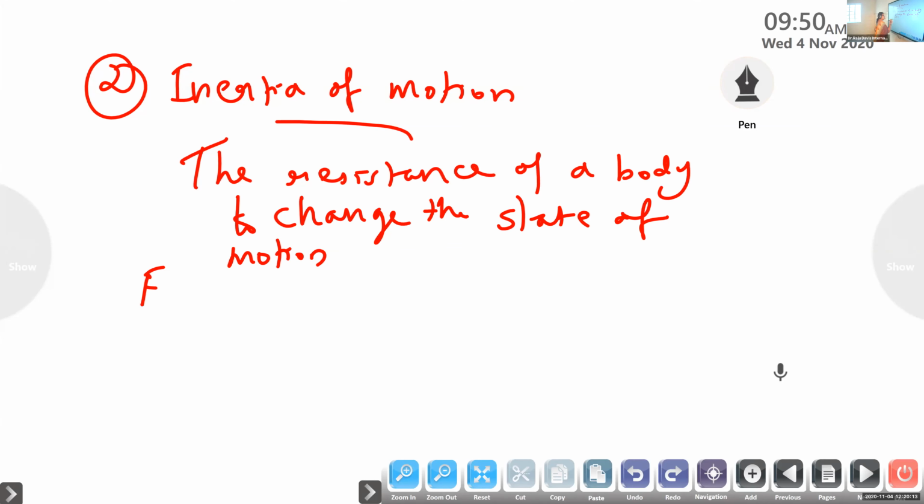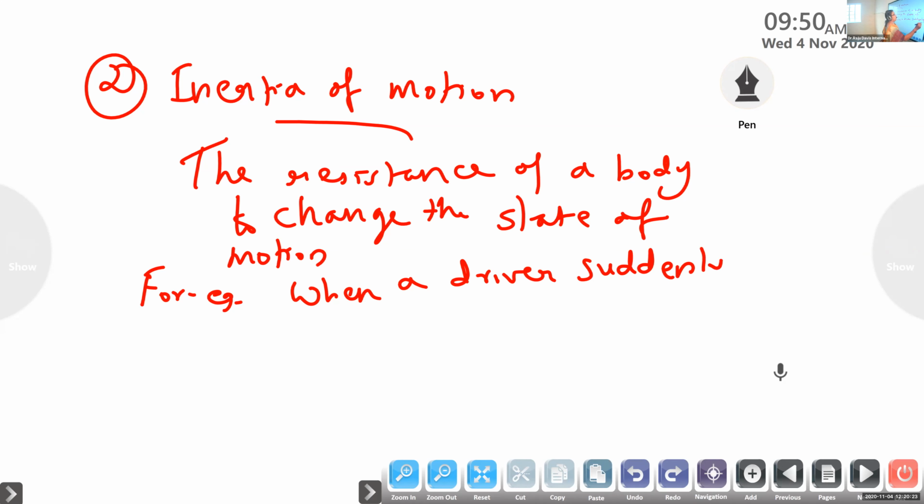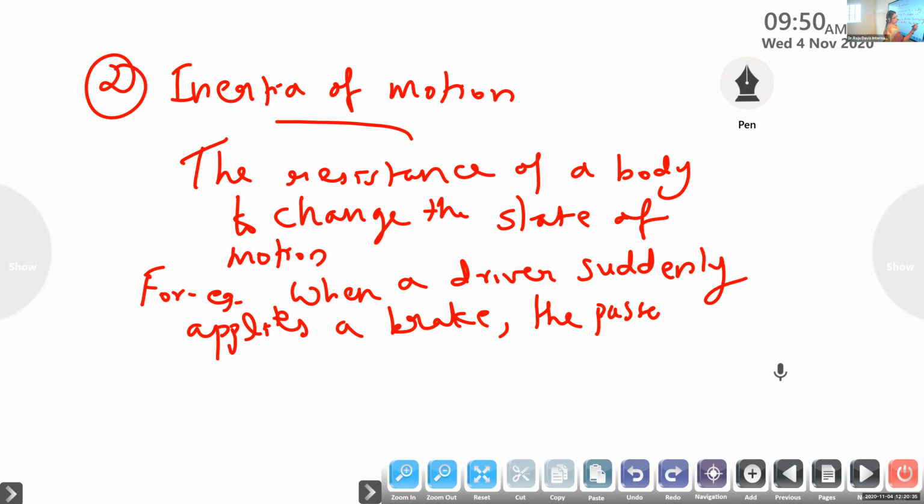We can write the same example. When a driver suddenly applies a brake, the passengers move forward. So this is just the opposite of the previous one. Motion is maintained, that I already explained to you.